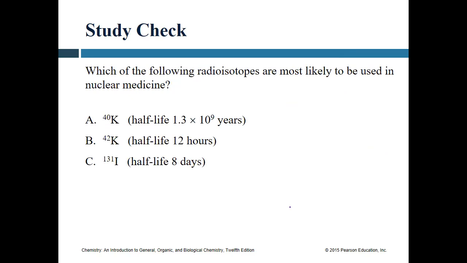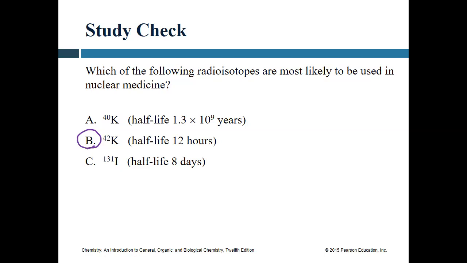Which of the following radioisotopes are most likely to be used in nuclear medicine? We've got potassium 40, potassium 42, or iodine 131. Okay, I'm hearing B. Okay, Joel, you said B, right? Yeah. Okay, why B? I think that's a relatively short half-life.